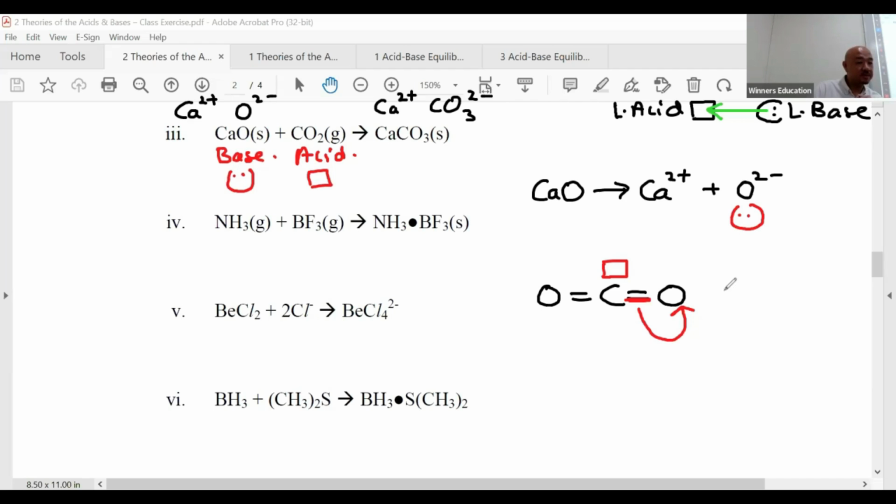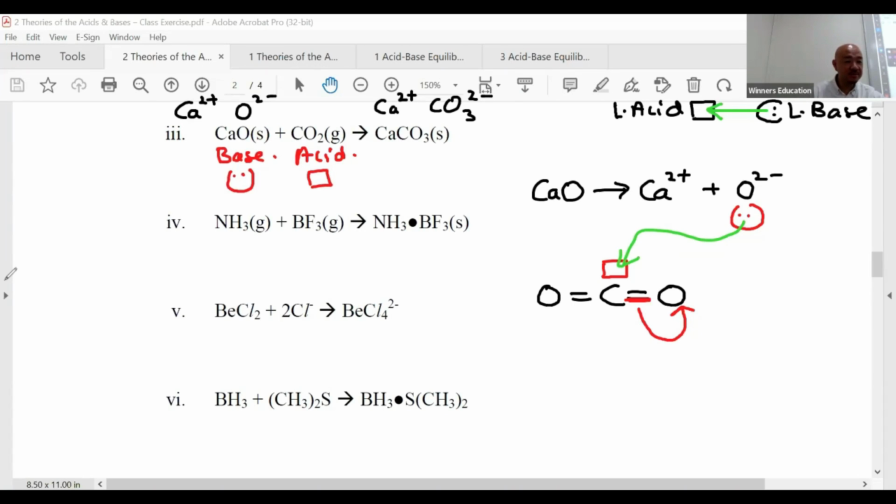This is a base. Wrong. This is an acid. Dative bonding occurs. We will get used to it. And you see what I see.